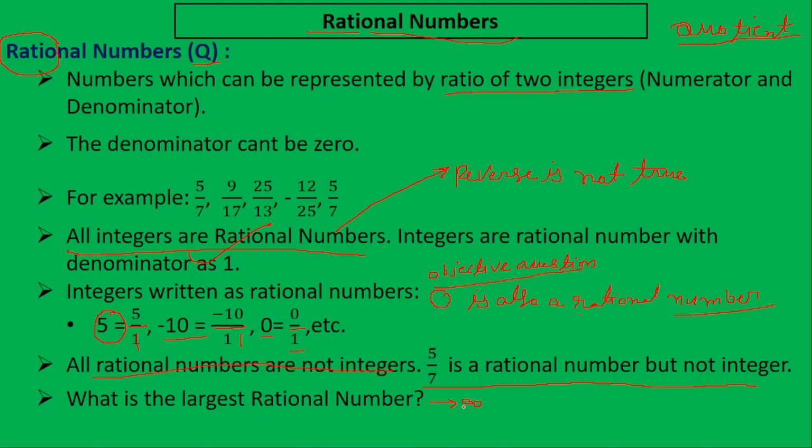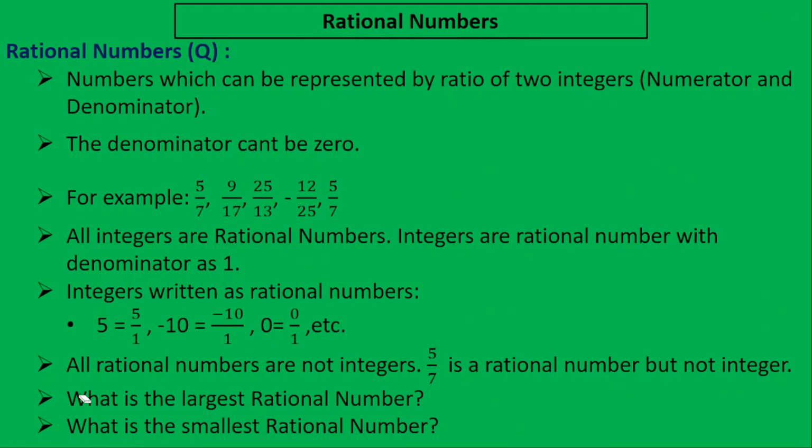Now the next question is, what is the largest rational number? Infinity? But we can't write that. We don't have any exact location on the number line. So I don't know what the largest rational number is. I have just an idea that it will be infinity, and the smallest will be minus infinity. I don't know the exact location. I just have the idea only.